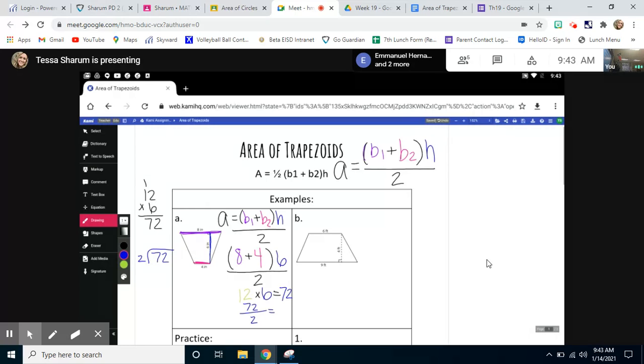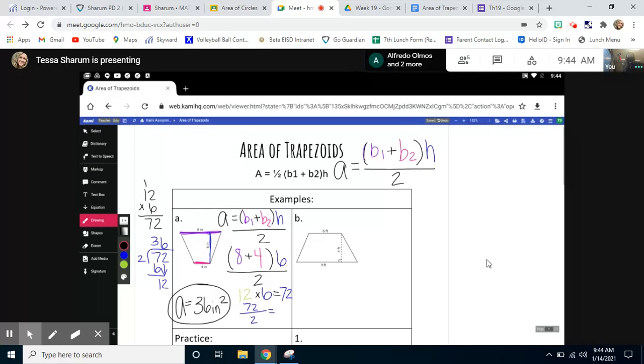2 goes into 7 3 times. The remainder of 1, I bring my 2 down. 2 goes into 12 6 times. So then my final answer is going to be that A equals 36 inches squared. So A equals 36 inches squared.